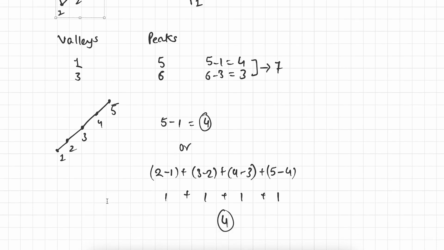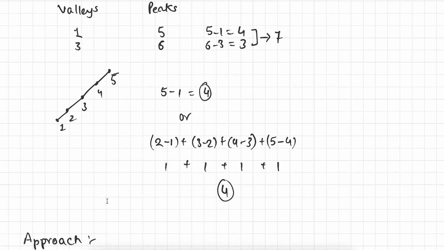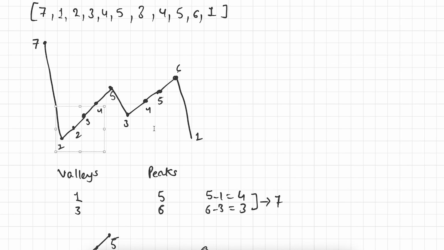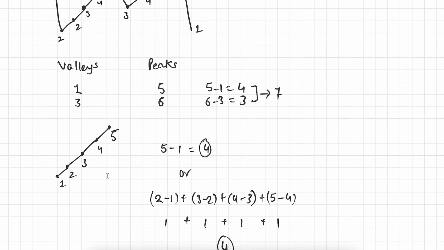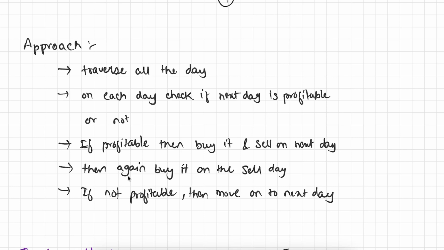Okay, but why are we changing the approach? The reason is, if we use the first approach, then we have to write a lot of code. But if we use this approach, then we have to write very little code, and we can make our code shorter and elegant. So let's see this approach once again: we traverse all the days, and on each day we check if the next day is profitable or not. If the next day is profitable, then we book the profit, and on the selling day we again buy the stock and sell it on the next day. And if the next day is not profitable for us, we simply move on to the next day. This is the basic approach.